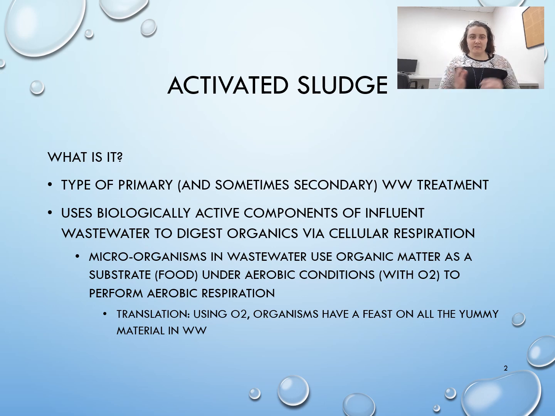So activated sludge is a type of primary and sometimes secondary wastewater treatment. It comes after preliminary, but before those polishing steps of tertiary treatment and disinfection. What it does is it uses biologically active components of influent wastewater to digest organics via cellular respiration. Basically, there are microorganisms in wastewater, and they use organic material as their substrate, which is basically their food.